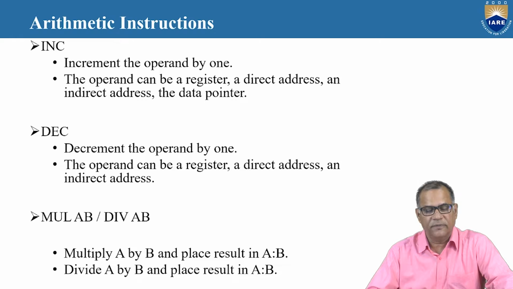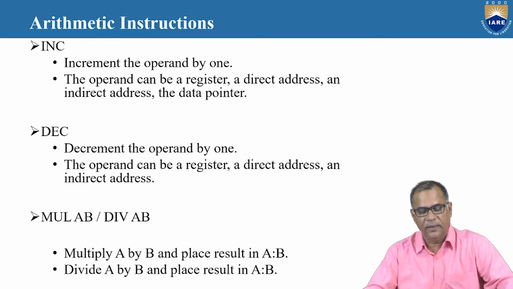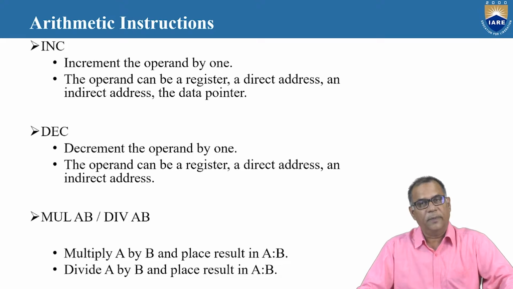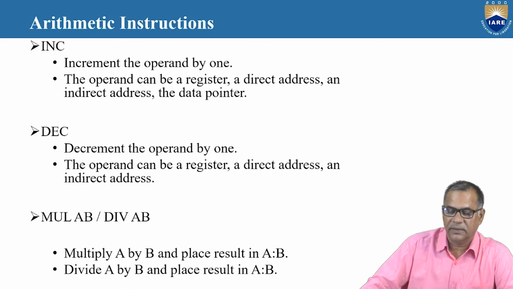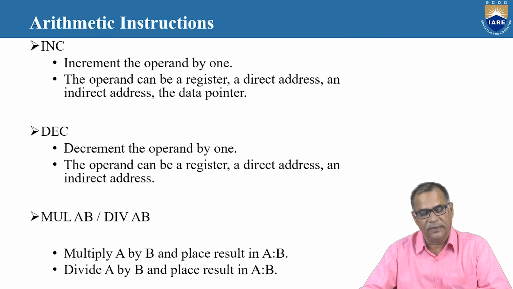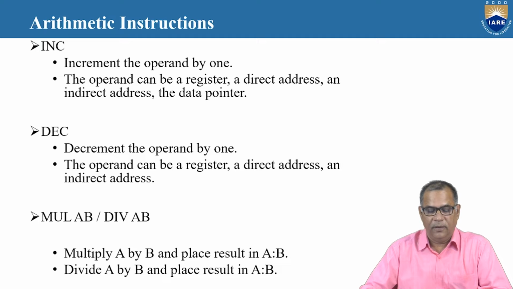The next part of the arithmetic instructions are increment, decrement, multiply AB and divide AB. Increment increments the operand by 1. The operand can be a register, a direct address, an indirect address, or a data pointer. In decrement, the operand is decremented by 1, and the operand can be a register, a direct address or an indirect address. Similarly, let us see the multiplication, MUL AB. It multiplies A with B and places the result in AB.